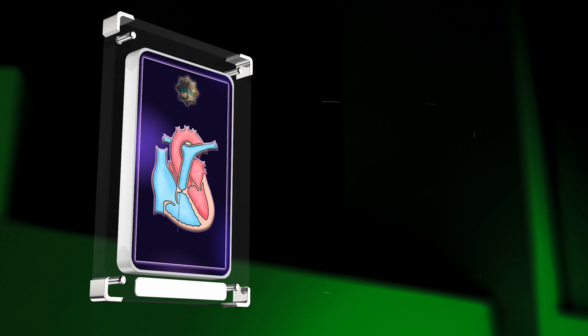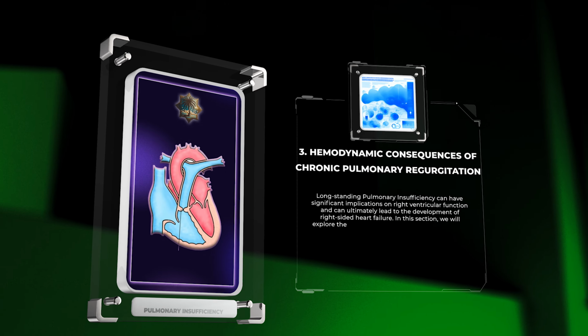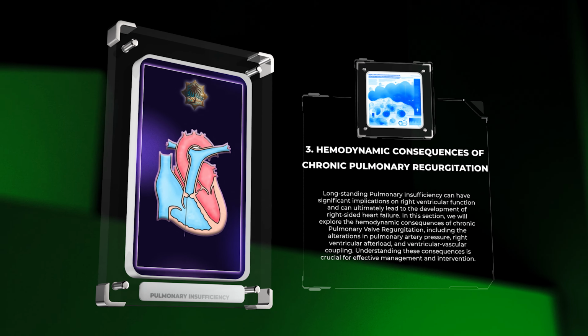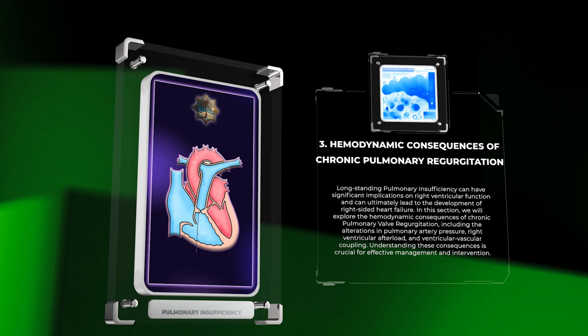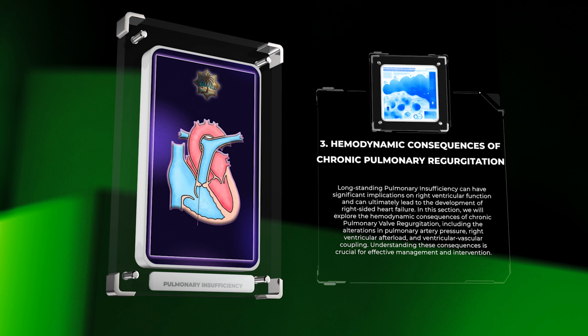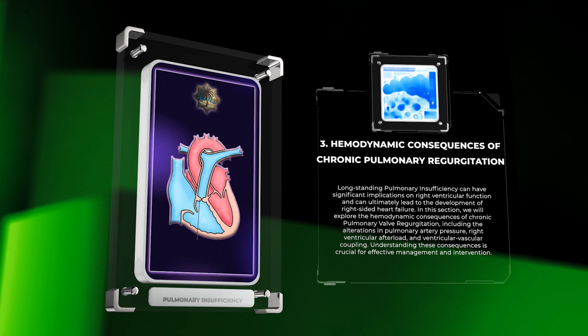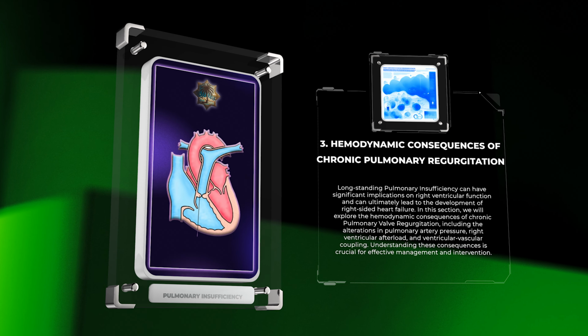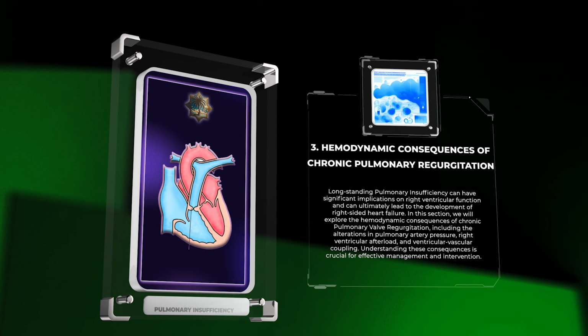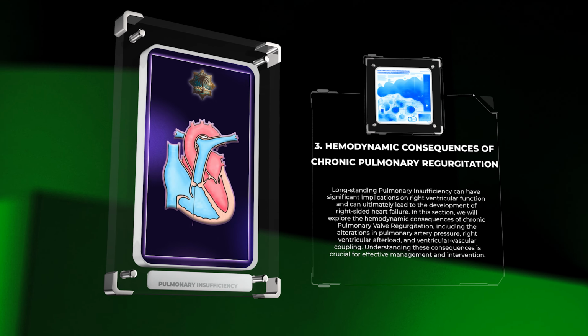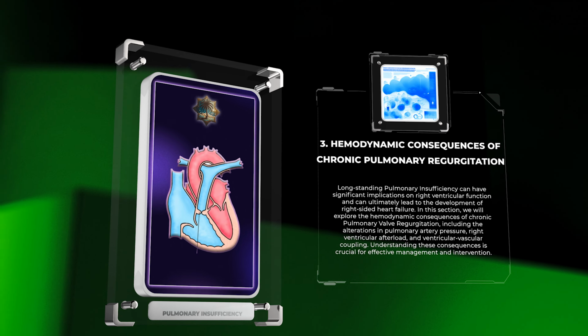Long-standing pulmonary insufficiency can have significant implications on right ventricular function and can ultimately lead to the development of right-sided heart failure. In this section, we will explore the hemodynamic consequences of chronic pulmonary valve regurgitation, including the alterations in pulmonary artery pressure, right ventricular afterload, and ventricular vascular coupling. Understanding these consequences is crucial for effective management and intervention.